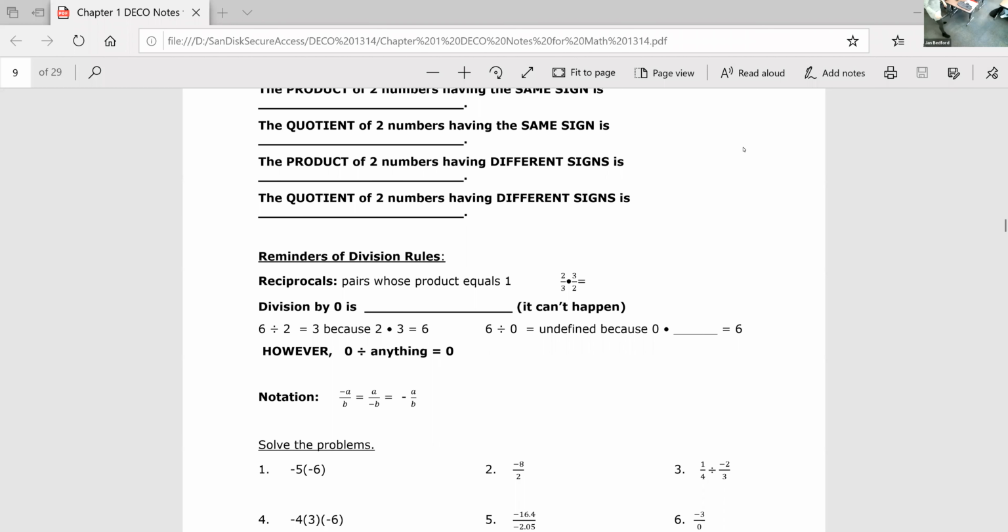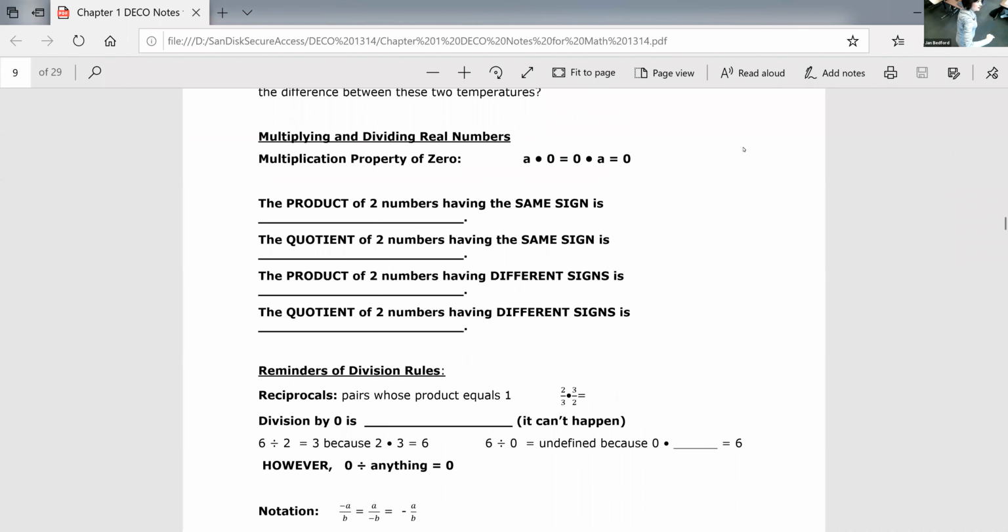So here we go. We're going to look at these notes on multiplying and dividing real numbers.